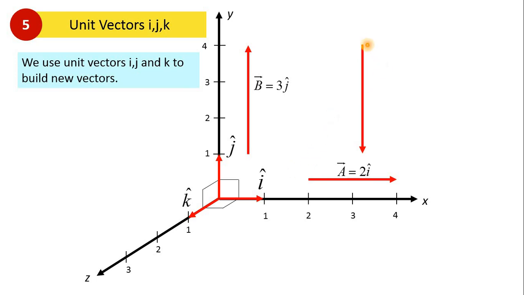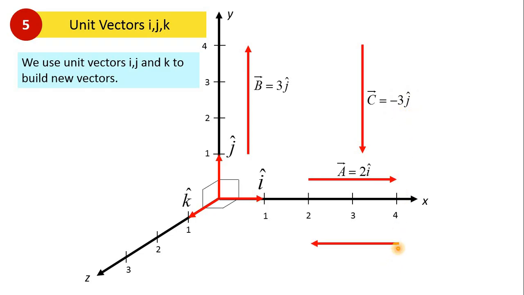Suppose I draw the vector in the opposite direction of the y axis. So this will be negative, minus 3 j cap. The length is the same, 3 only. The length of this vector is 3, but the direction is opposite to j cap. So this vector is called minus 3 times j cap.